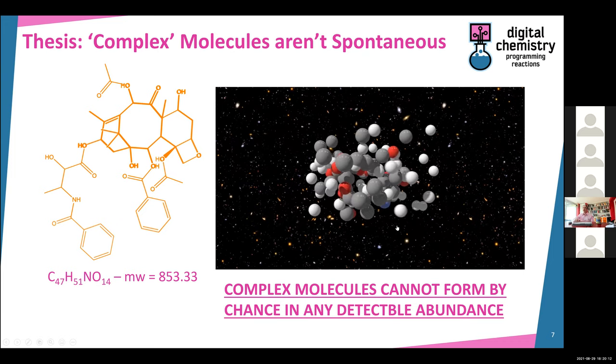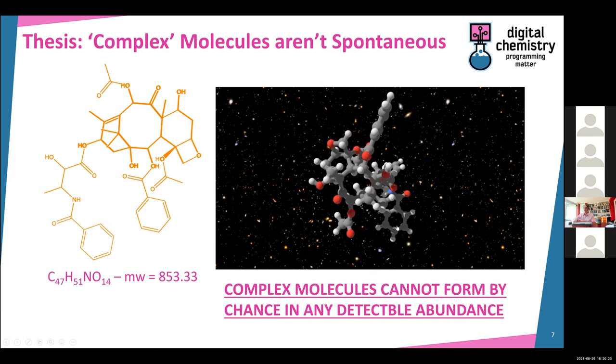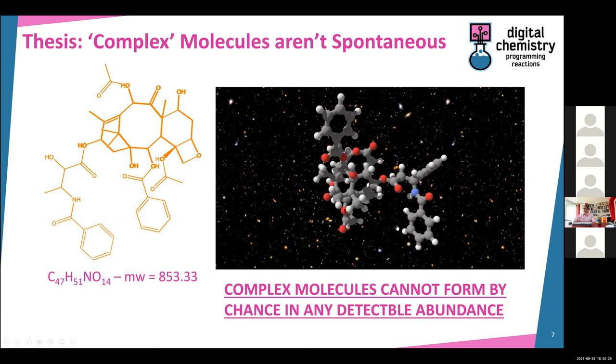So what I mean is, there are more structures possible for a molecule with the molecular formula of Taxol than there are atoms in the universe. So that means that if you find Taxol and you can determine a single molecule, a unique formula, then you know that it had to be constructed by a life form or an alien or a robot. It couldn't just arise by chance.